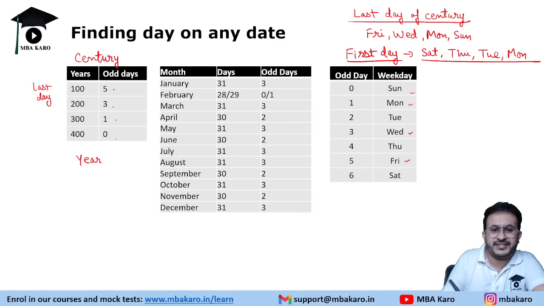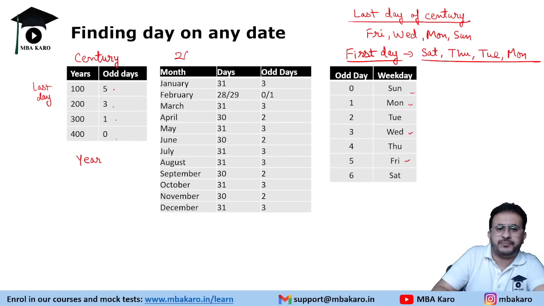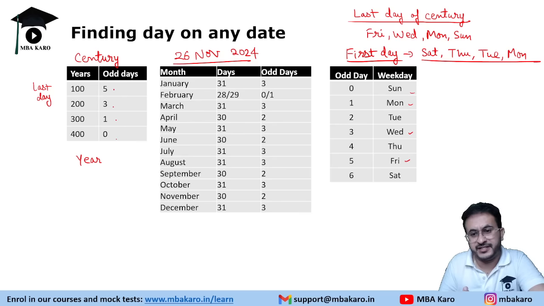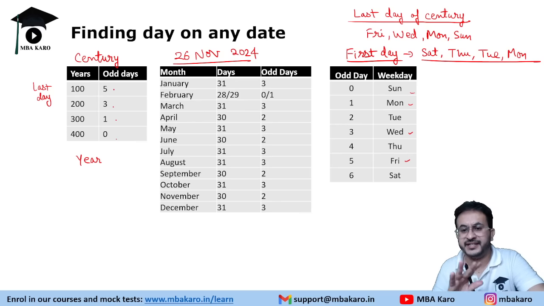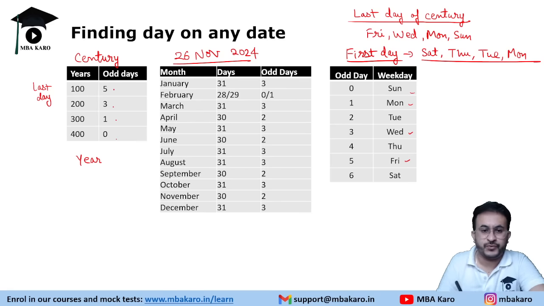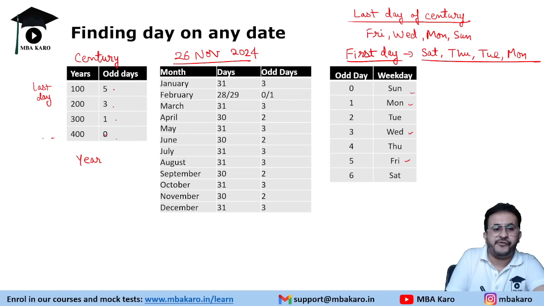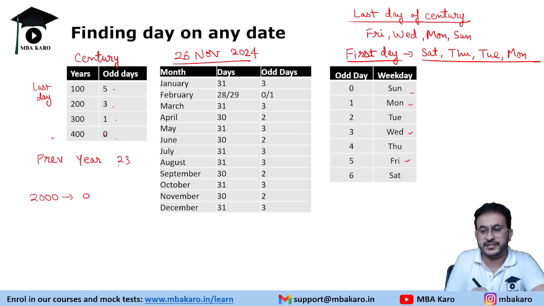Now let us say we have to find 26 November 2024 using this concept. So first we will find the century, and this cycle repeats after 400 years. Okay, so 400 is 0. For 2000 it will be 0 odd days. The next thing we calculate is the previous years. We need to take 23 years before 2024.